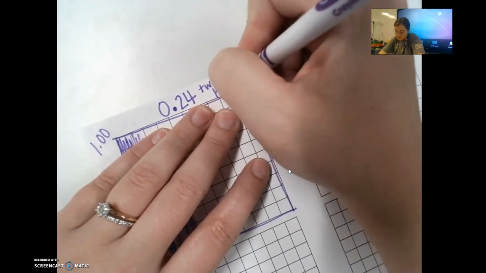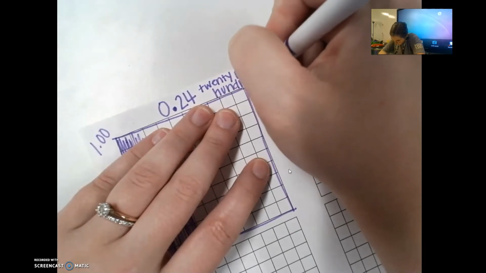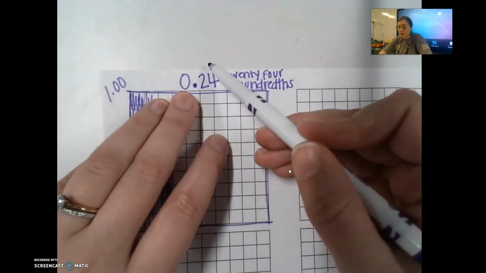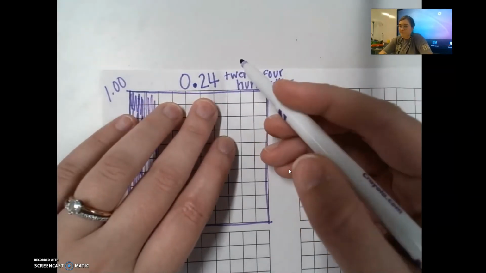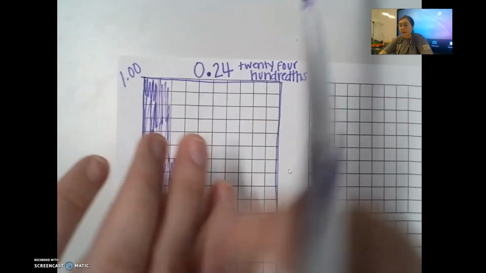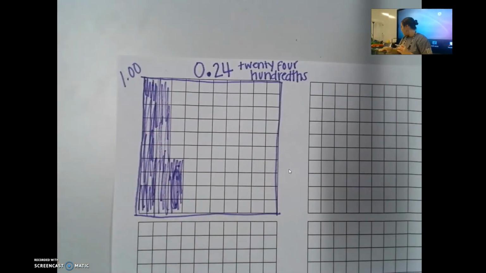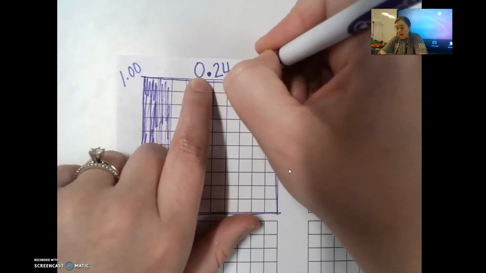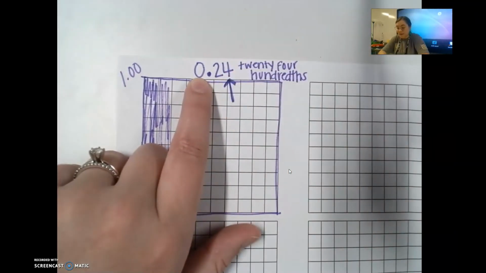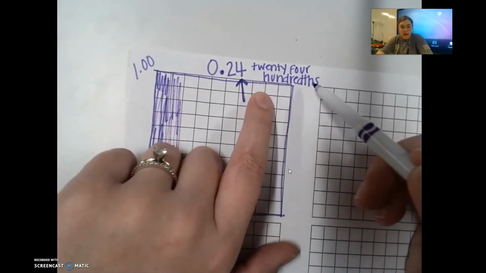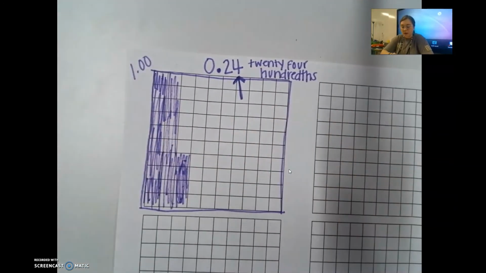24 hundredths. Because a lot of you are wanting to say 2 tenths and 4 hundredths. You read the number. Whatever number you see, you read it just like normal. You read that number just like normal, so 24, and then you say whatever place value the last number is, and we know that that is the hundredths place, so we read it like normal, 24, and then we read that last place value, hundredths.